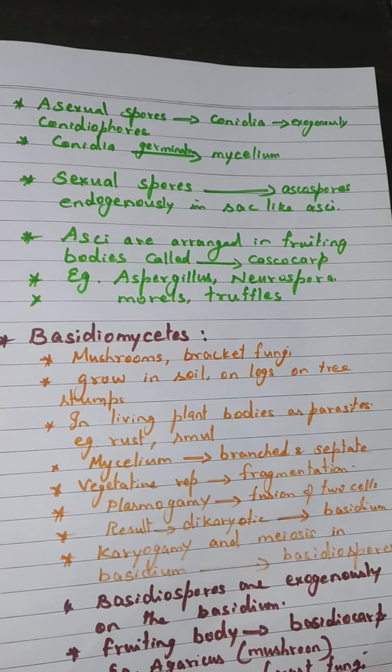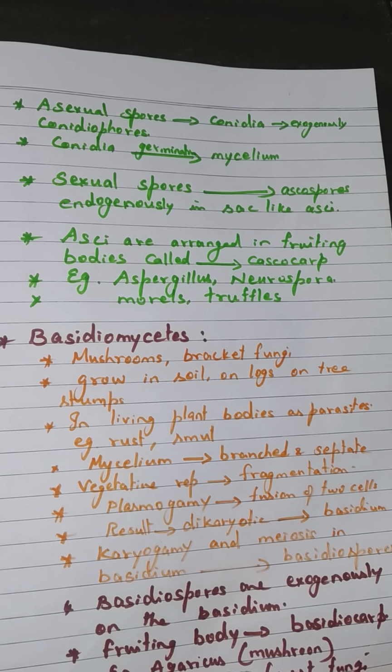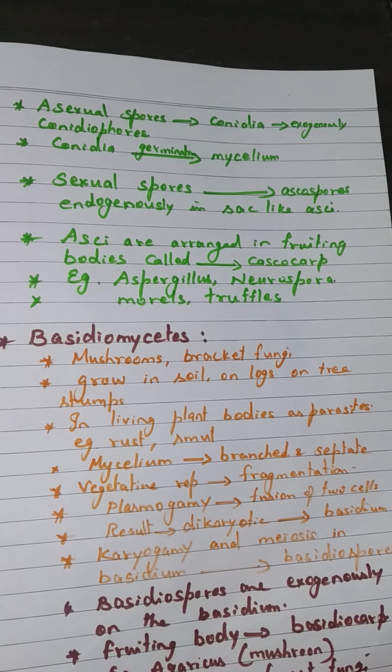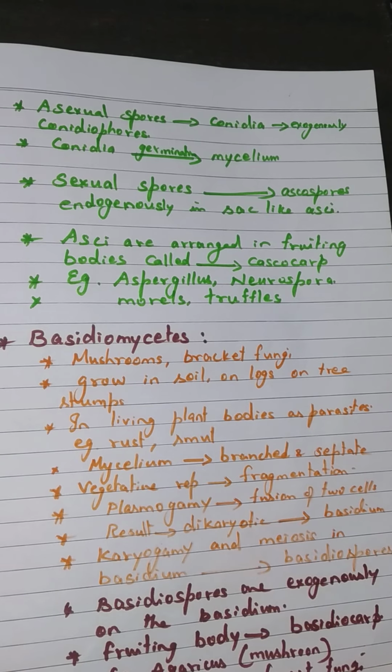Examples for Basidiomycetes are Agaricus, that is common mushroom, and Puccinia, that is rust fungi.